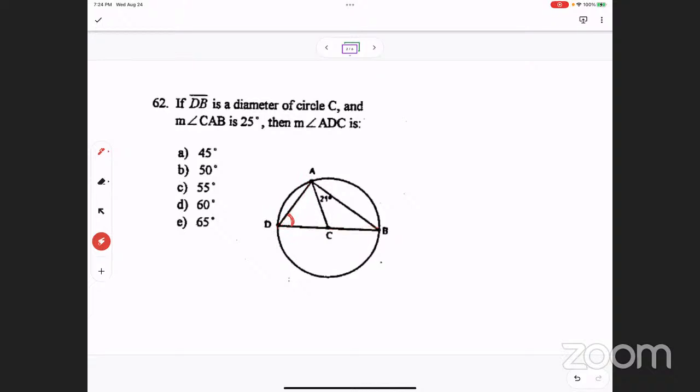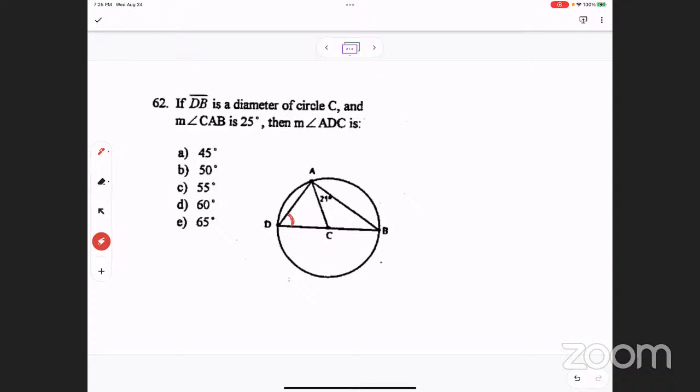then this angle is this. Let's see. What am I trying to say? Let me think about this for a second. Hold on. What property am I trying to think of? Okay, hold on. DB is a diameter and CAB is 25.